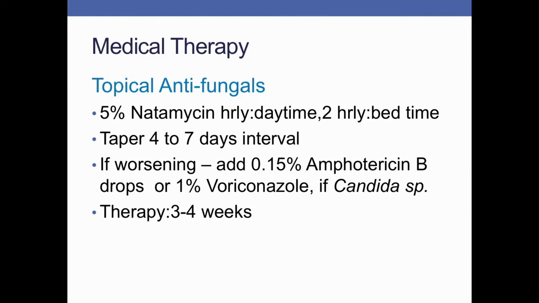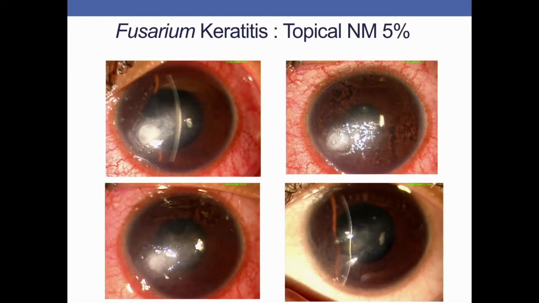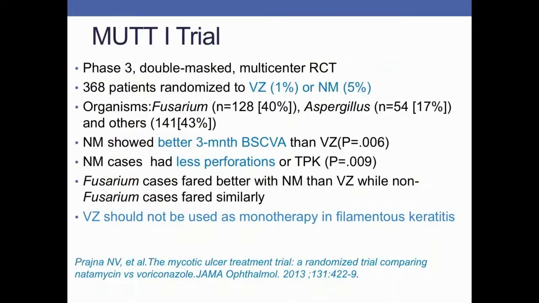5% natamycin is the mainstay for a case of fungal keratitis, which is given hourly during the daytime and 2 hourly at bedtime, and one tapers it over 4 to 7 days interval. If there's worsening, then one can add 1% voriconazole, and therapy lasts for 3 to 4 weeks. This is a case of Fusarium keratitis, which healed on topical natamycin.